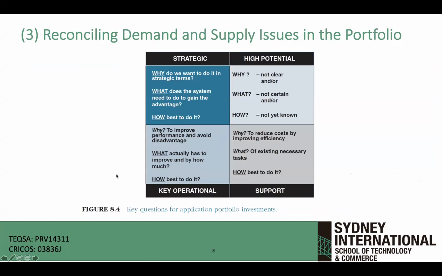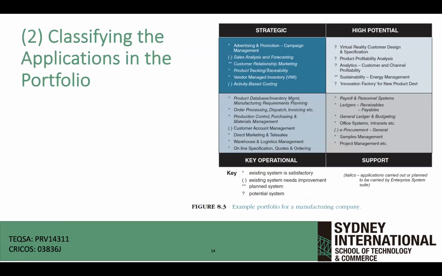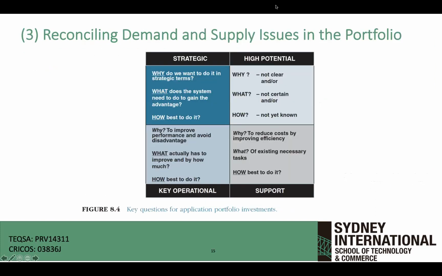When I'm looking at all of these particular items in the portfolio investment, we basically have to reconcile demand and supply issues in the portfolio. If we look at the strategic, why are we doing it? Why do we want to do it in strategic terms? What does the system need to do to gain the advantage? How is it best for us to do that particular work?